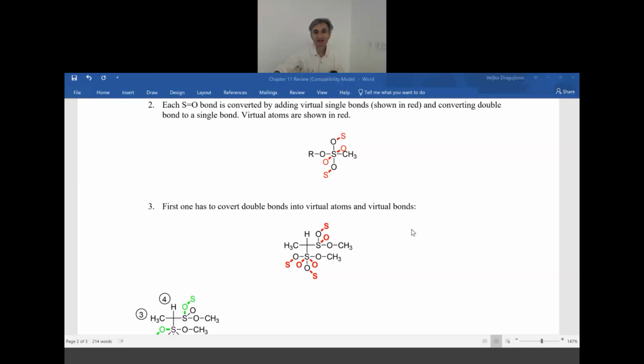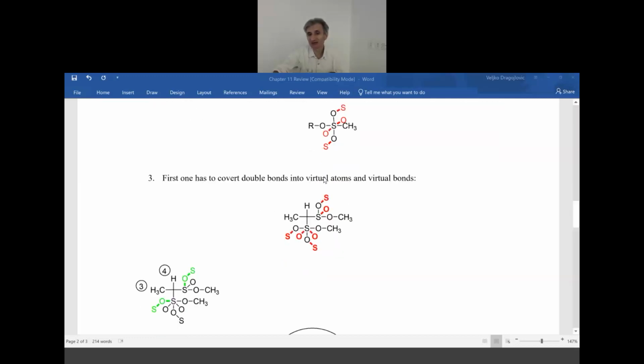And so for this compound, first convert each double bond into virtual atoms and virtual bonds. And I just showed you how to do it, so I'm not going to do it again. I just showed you sulfur. These are all sulfur-oxygen double bonds. In the case of this substituent, we have one sulfur-oxygen double bond. Here we have two. So this is one, this is the other. Each of them is converted to virtual atoms and virtual bonds the same way as before.